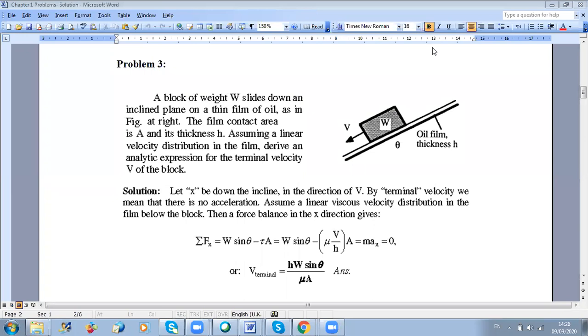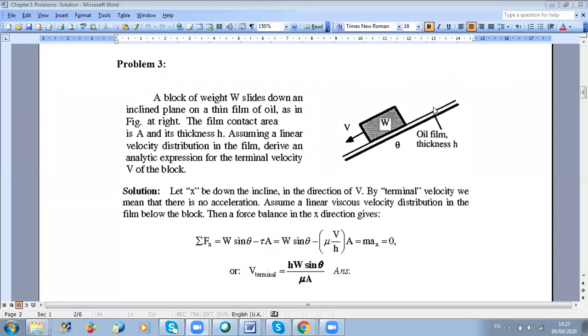Okay, so this is why here we can say that to reach the terminal velocity V, we should be at the condition of 0 acceleration. So if we apply the second law of Newton, then we can say that the sum of forces is equal to 0 in the direction of motion. Let us go back to our figure. We have a block that is moving downward on a film of oil of thickness H. And we know that the sum of forces in the direction of motion should be 0. So the first step is to draw the free body diagram of the block.